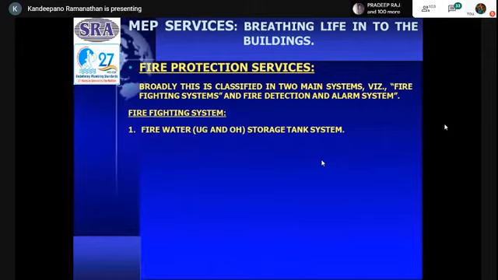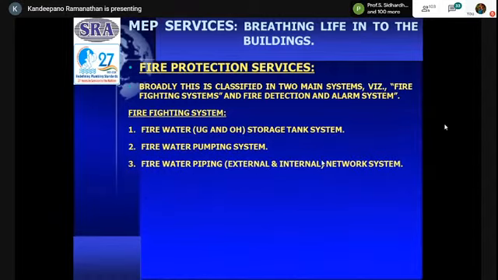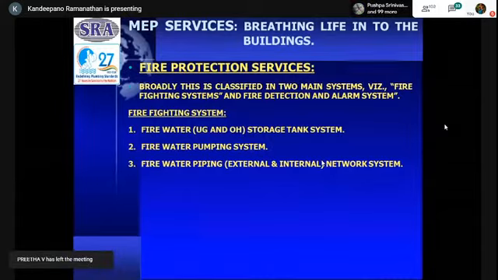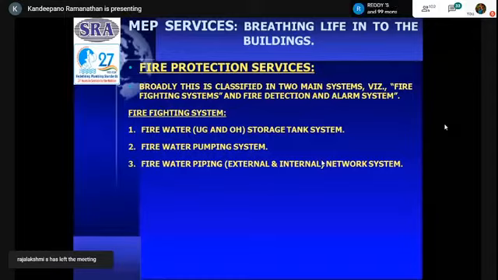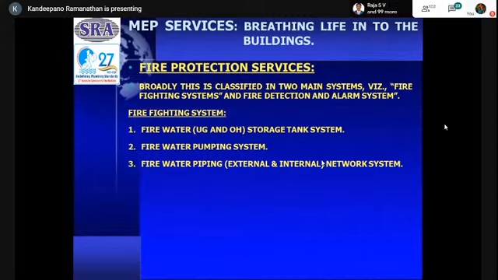Firefighting system number one comprises fire water UG and overhead storage tanks, then fire water pumping systems, which involve main pumps as well as, by mandatory requirements, in case the main electrical driven pumps fail, diesel engine driven pumps also. So the fire water pumping system comprises electrical pumps, diesel pumps, and pressure maintaining jockey pumps, a small pump to maintain the pressure in case of small leakages in the piping system.